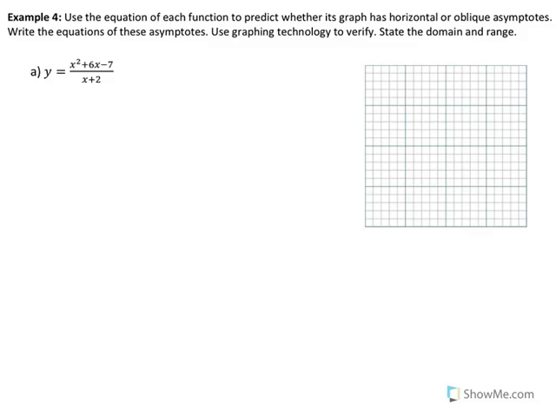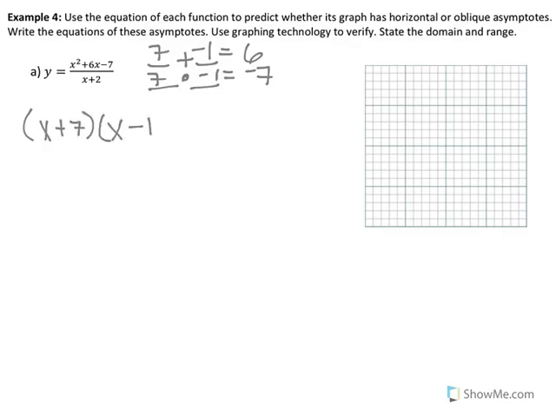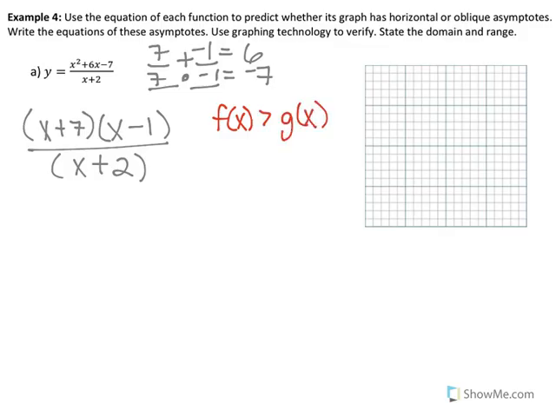Write the equations of any asymptotes and verify using graphing technology. First step is always factor the top. So two numbers that add up to 6 multiply to make -7. Our numbers are 7 and -1. So we have (x plus 7)(x minus 1) over x plus 2. First of all, f of x is greater than g of x, so I know I'm going to have an oblique asymptote. So we'll do that second. Let's do the other stuff first.